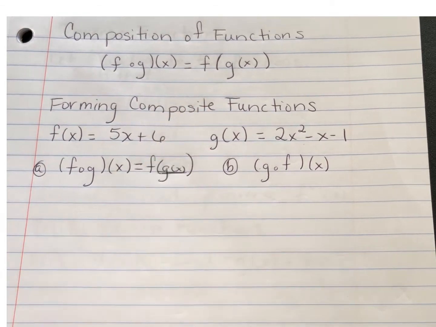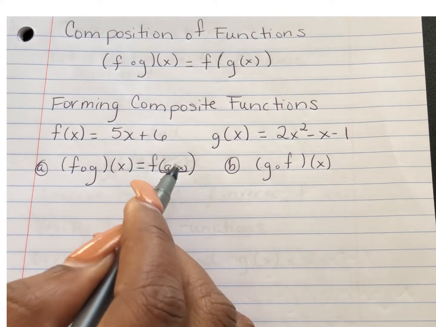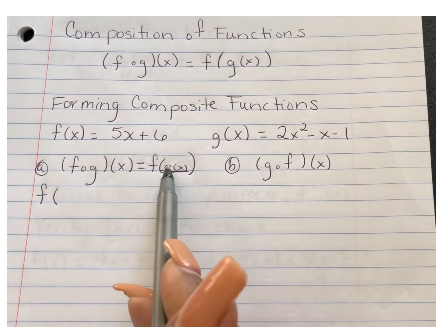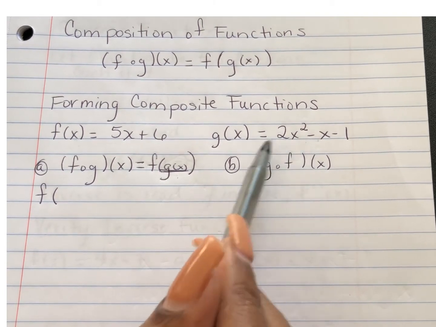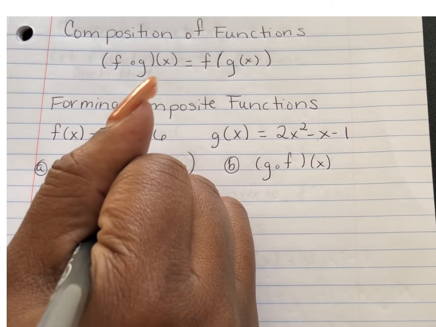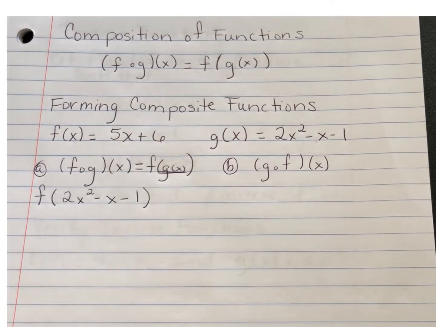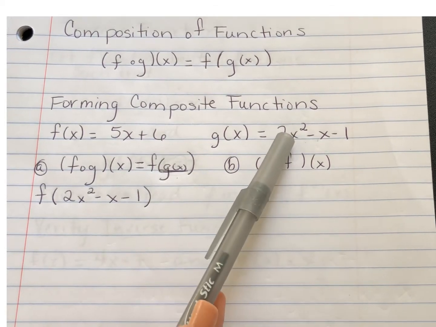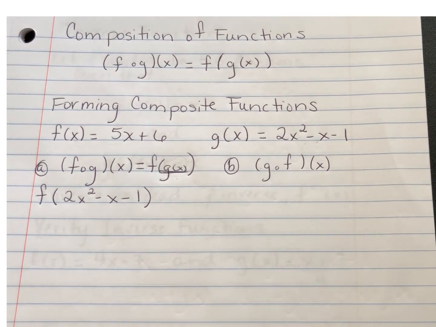So, inside of the parentheses, it says put g of x right here. If I look at g of x, look to the right side, and we're going to replace it. And we get 2x squared minus x minus 1. So now all I did was replace g of x with what it was equal to. I swapped them out because they said that they're the same.